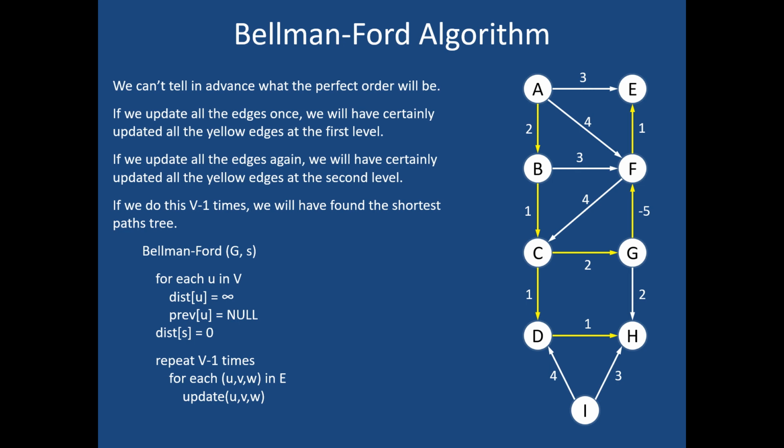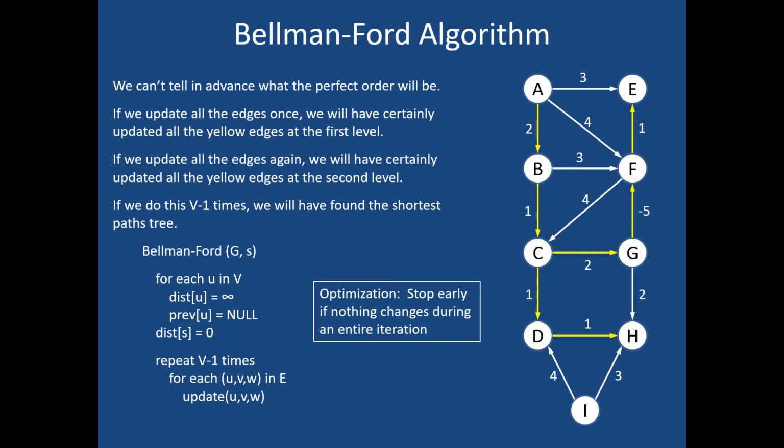So how inefficient is this thing? Well, is it V squared? Well, let's think about it. Before we do that, here's an optimization. At most, you've got to go V minus 1 times with this loop, because the longest path is a length V minus 1.